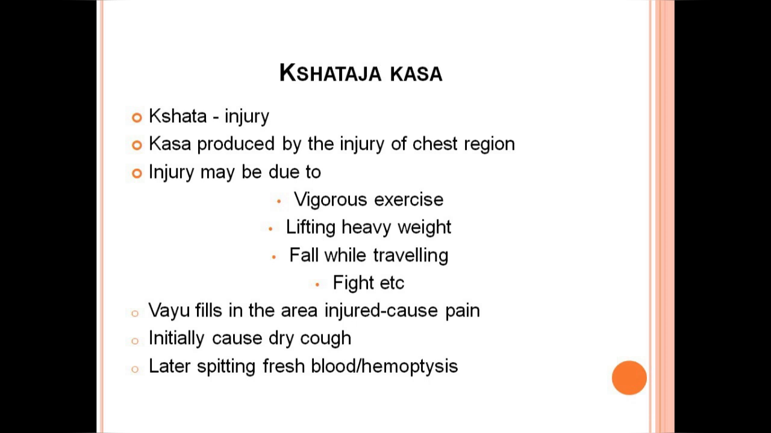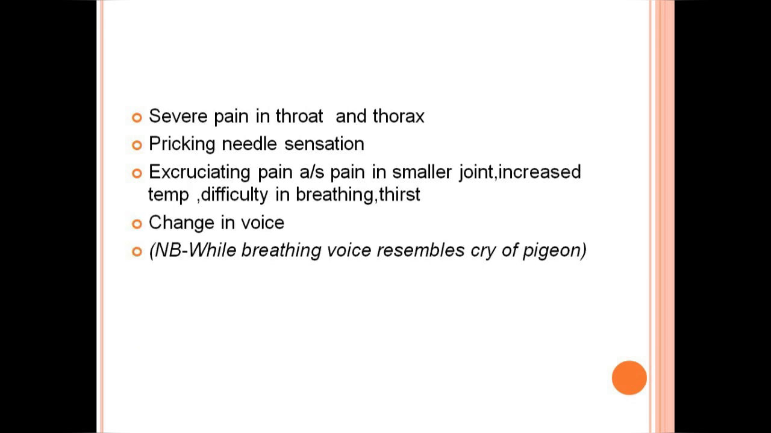Kshataja Kasa: Kshata means injury. So any sort of injury to the chest region could lead to Kshataja Kasa. The injury may be vigorous exercise, lifting heavy weights, any sort of injury to the chest. Basically there is a Kshata over the chest and the Vayu gets filled in the injured area and causes pain. Initially there would be dry cough and later there would be spitting of blood. And then there would be severe pain in the thorax region, a pricking needle sensation and excruciating pain.